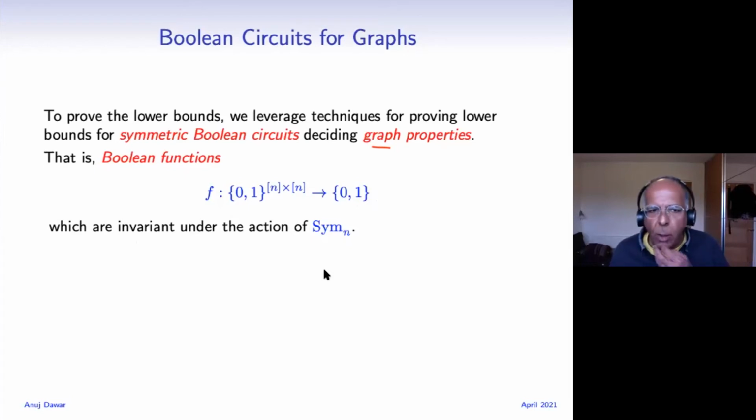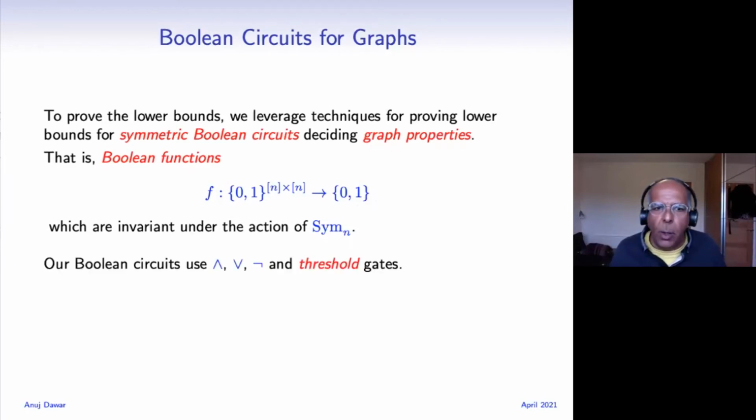Why do I call this a graph property? Because basically, you can think of this as computing a decision problem on the adjacency matrix of a graph, in which it doesn't matter in which order you put the vertices of the graph, right? That's why we call this a graph property.